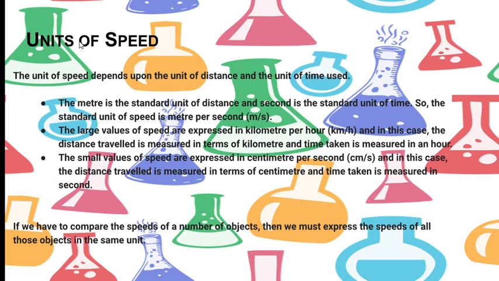Small values of speed are expressed in centimeter per second. If we have to compare the speeds of a number of objects, then we must express the speeds of all those objects in the same unit.